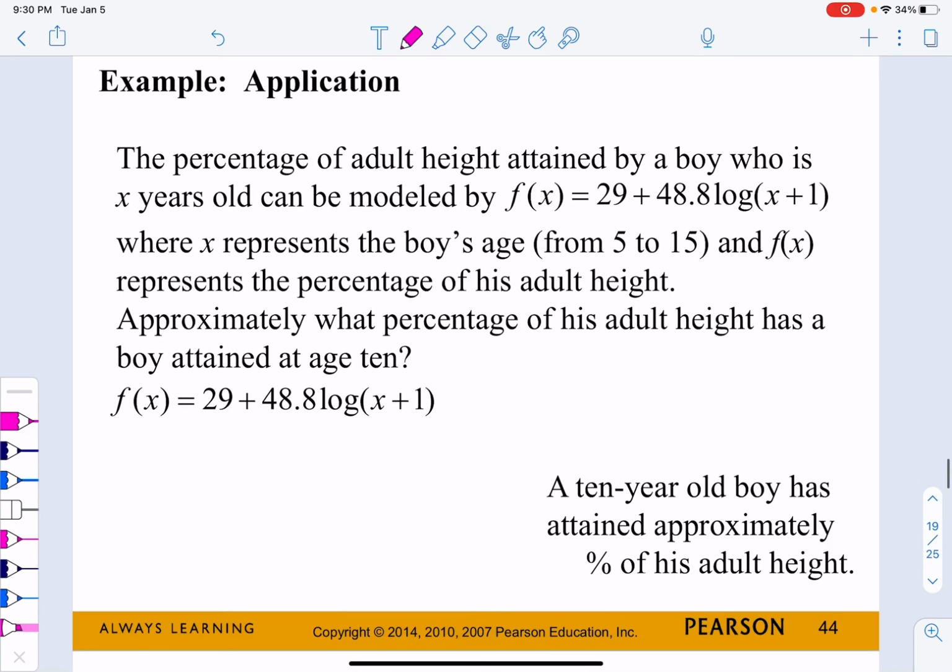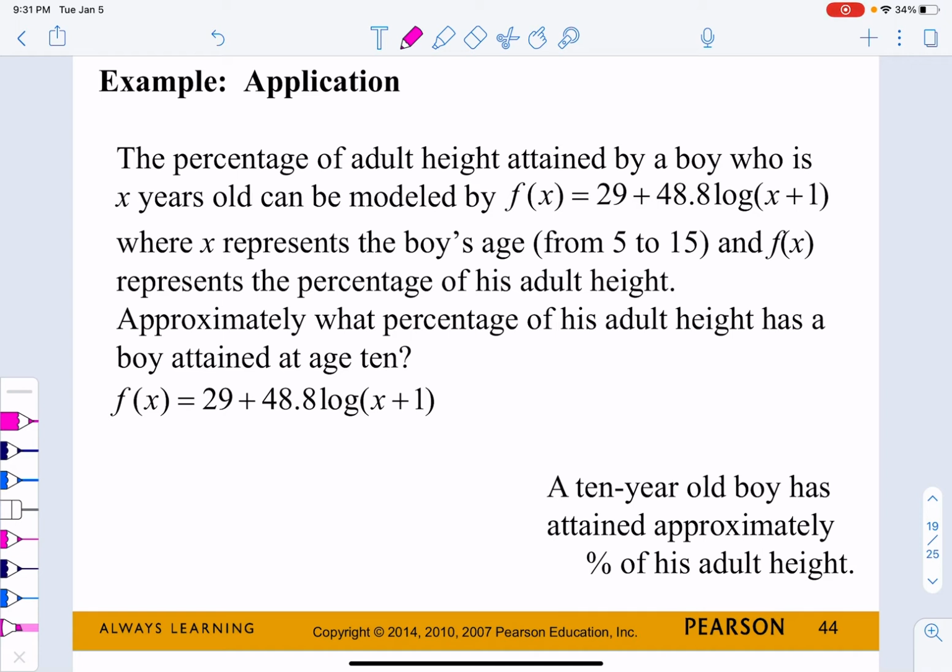Let's look at an example. It says a percentage of adult height attained by a boy who is x years old can be modeled by f of x is equal to 29 plus 48.8 log of x plus 1, where x represents the boy's age from 5 to 15. Once a boy hits 15, typically he's at the point of not growing too much further beyond that. So you can't throw like a 25-year-old in here and kind of assume that he's still growing.